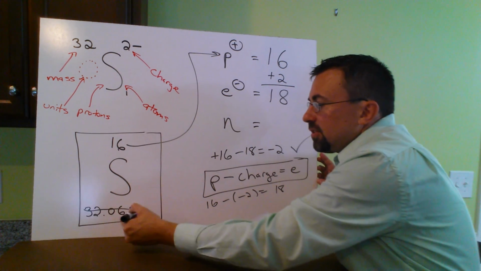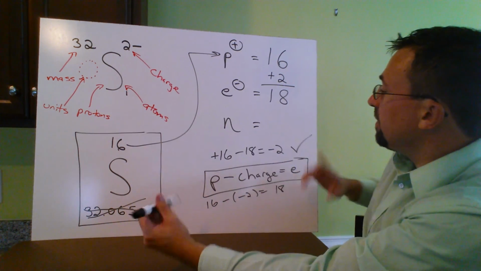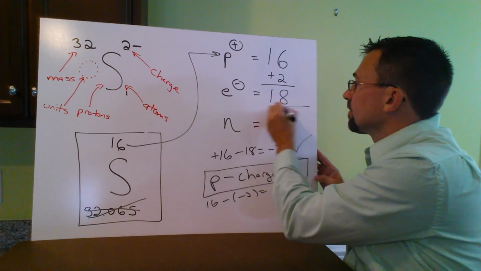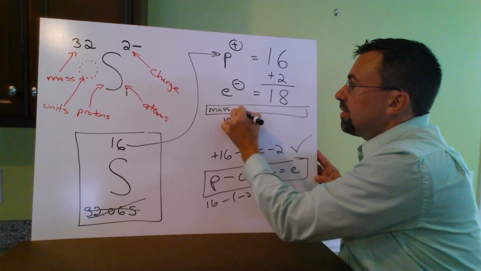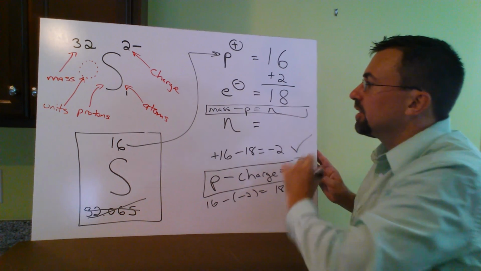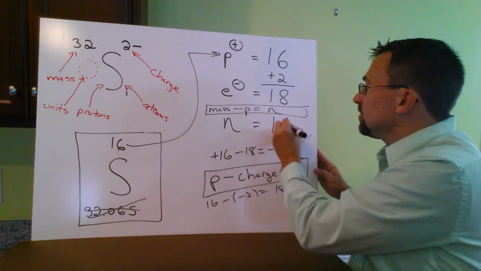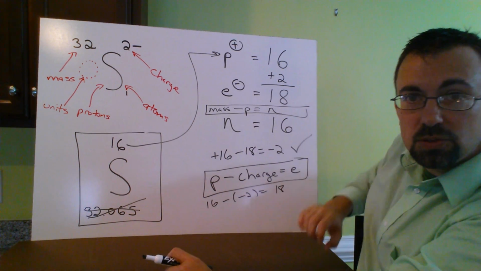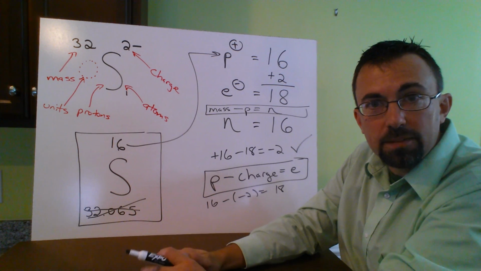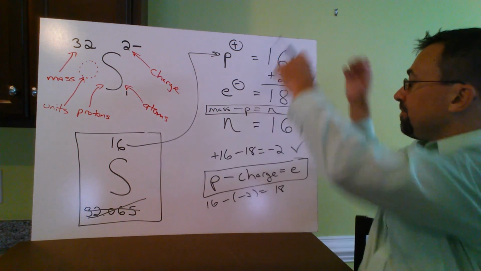Again, we ignore the average mass. We look at the mass up there, and we take the mass minus the atomic number will give us our neutrons. So in this case, we have 32 minus 16 leaves me with 16 neutrons. So my answer is 16 protons, 18 electrons, 16 neutrons, and hopefully that's not too bad. You can stop here if you want. I'm going to do one more example just to make sure you got it down.